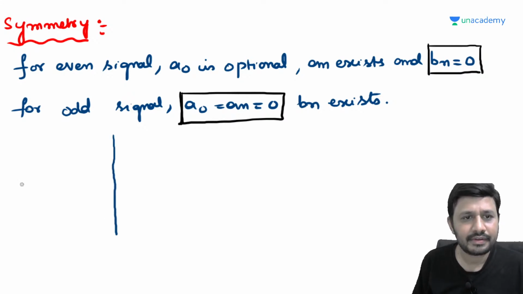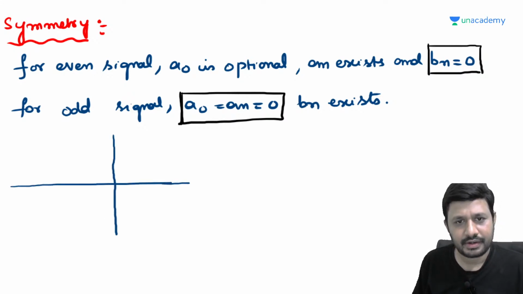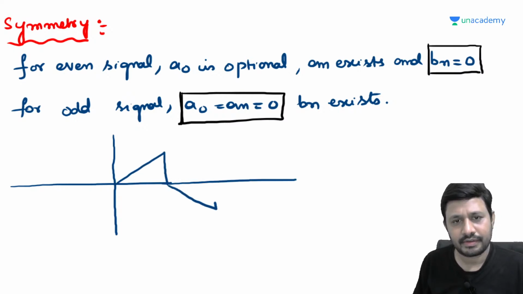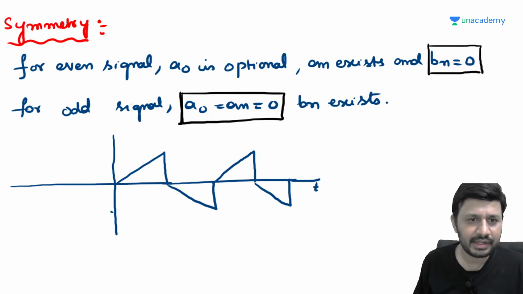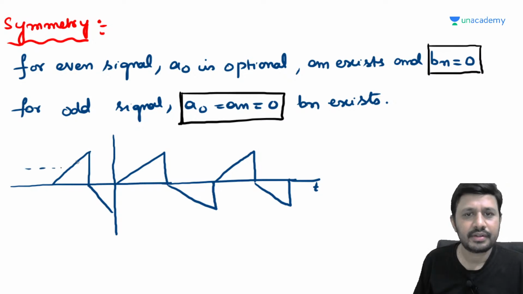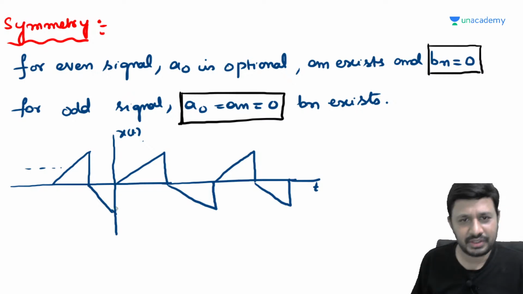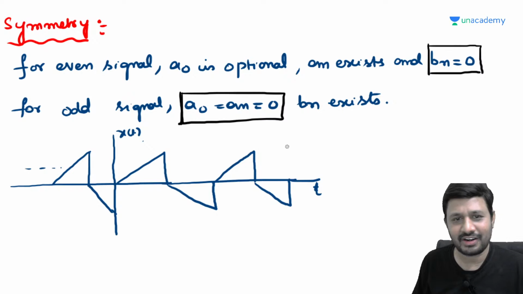like this. Okay, I took one periodic signal like this, some periodic signal. Now if you observe, can you tell me what the symmetry is? Is it an even signal? No. Is it an odd signal? No. This is not an even signal, this is not an odd signal.